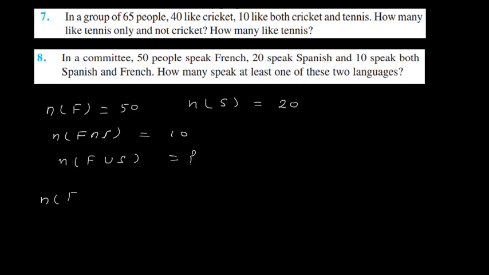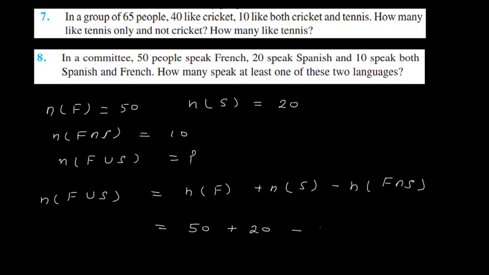So the number of French union Spanish is the number of French plus the number of Spanish minus the number of French intersection Spanish. So this is 50 plus 20 minus 10. So the answer is 60. So there are a total of 60 people who speak at least one language, French or Spanish.